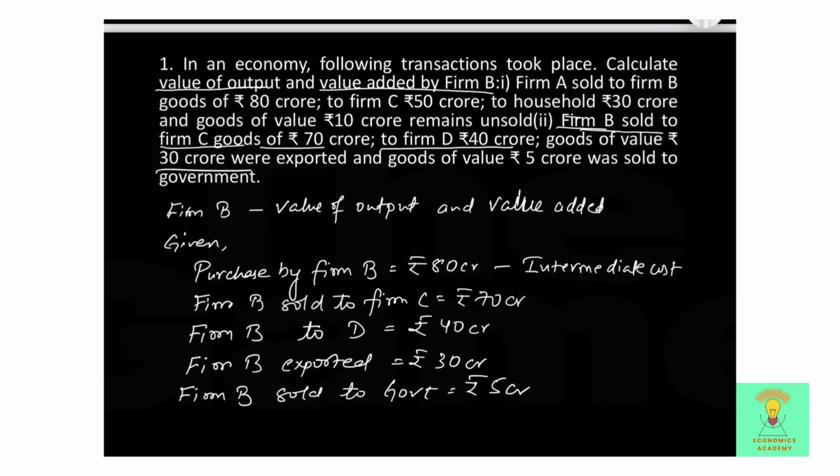Now, you may wonder why I did not mention about this part. Now, firm A sold to firm B goods worth 80 crores has been already written here, that it will be the intermediate cost of firm B. Now, what firm A has sold to firm C and to the household, and what value of goods has remained unsold for firm A is not our concern, because what we need to find is value of output and value added of firm B only.